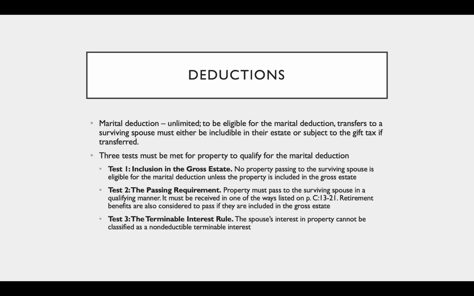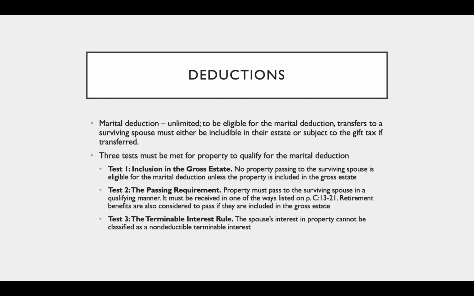We're allowed a marital deduction, and that's unlimited. To be eligible for that, transfers to a surviving spouse must either be includable in their estate or subject to gift tax if transferred. These 3 tests must be met for property to qualify for the marital deduction. So test 1, inclusion in the gross estate. No property passing to the surviving spouse is eligible for the marital deduction unless the property is included in the gross estate.